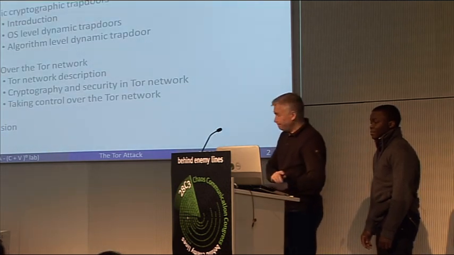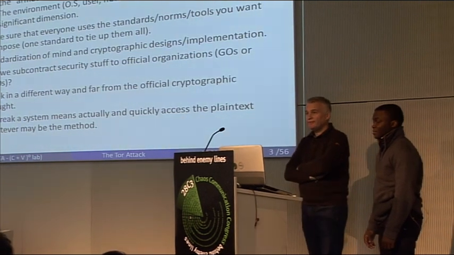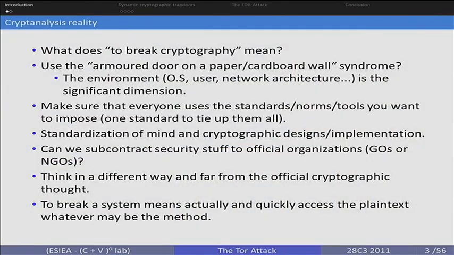So here is the agenda. Most of the time, people speak about breaking cryptography. But in fact, most of the time, we think about using huge, time-consuming exhaustive search, which is, of course, for a modern cryptographic system, quite impossible, or totally impossible. But most of the time, we observe the situation of an armored door on a paper or cardboard wall. So why bother to try to break the door if you can go through the window, find the key under the carpet, or even crush the wall?